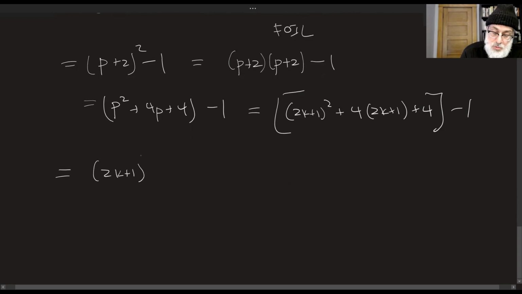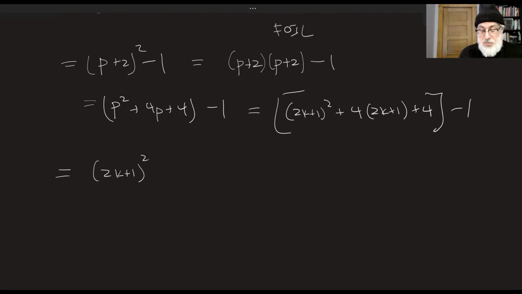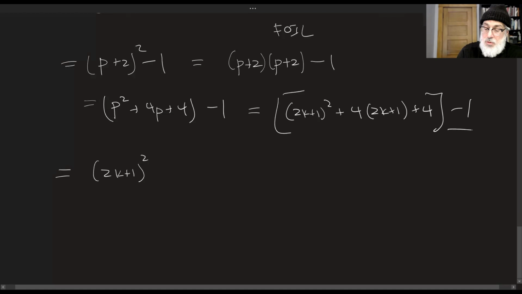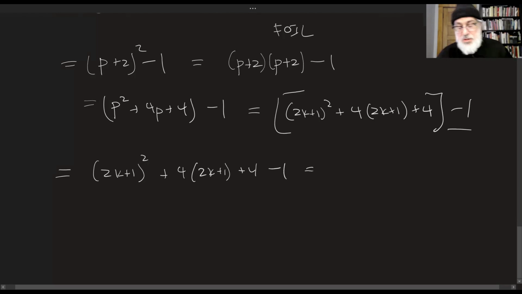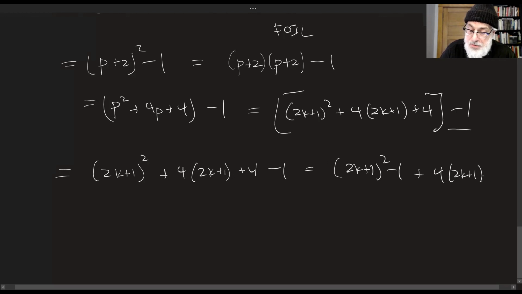2k plus 1 squared. Now, I don't want to square that because I know my induction hypothesis says I have 2k plus 1 squared minus 1. Well, I have a minus 1 here. Let me write it this way just to remove the brackets. And again, resist the urge to take 4 and subtract 1. Instead, I'm going to group it so that I have my induction hypothesis. So I get 2k plus 1 squared minus 1 plus 4 times 2k plus 1 plus 4.